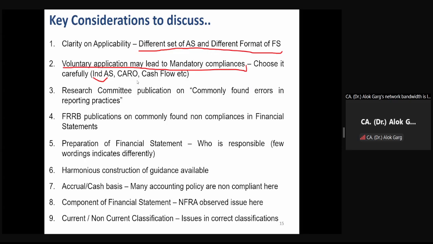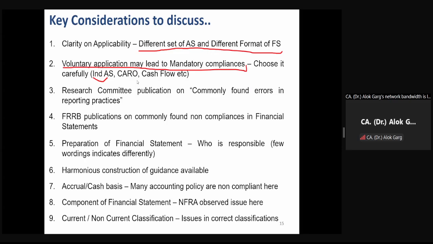And para 16 of Ind AS 1 says that you have to give a statement of compliance. Management has to give a statement of compliance, and that statement has to be explicit and unreserved. Management has to say that my financial statements are prepared in compliance with all the applicable accounting standards. So if I'm doing a voluntary application, can I be optional in doing those Ind AS compliances? Am I allowed to be optional? The answer is no. No, I cannot be optional.